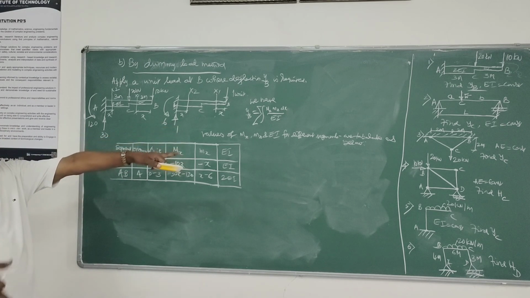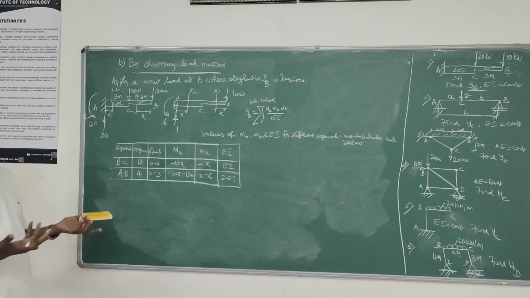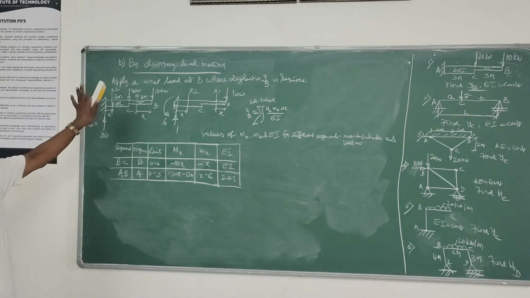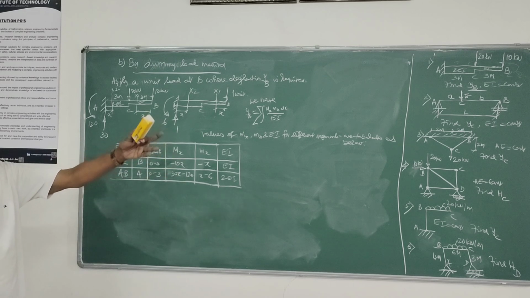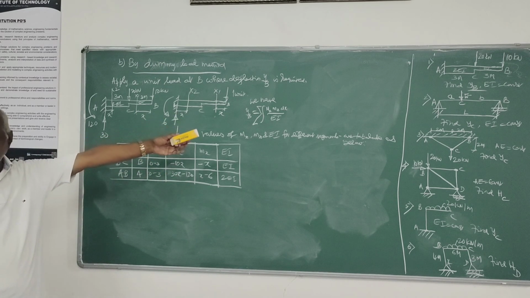If it is vertical deformation, apply a vertical load. If it is slope or rotation, then apply a moment. That's all, nothing other than that. If you remember this much, there's nothing more in this strain energy method of solving problems. It may be a beam, frame, truss, whatever it is. For beams and frames, it is this formula only.